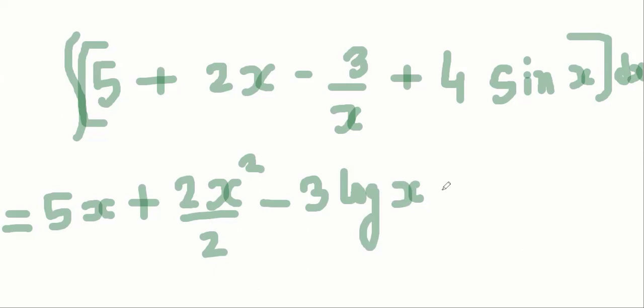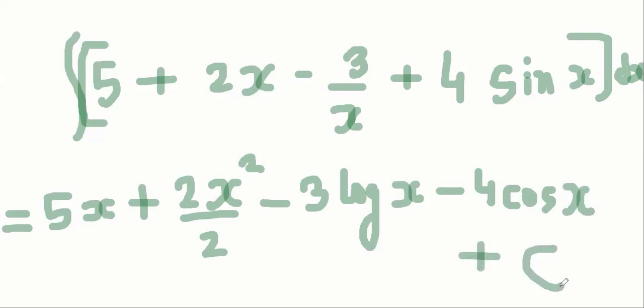What is the integration of 4 sin x, guys? Minus 4 cos x. And at the end we will write plus c. We do not write plus c separately for each, because one whole function is being formed. So all the constants together become one constant plus c.